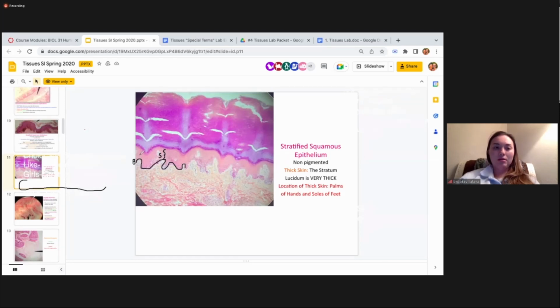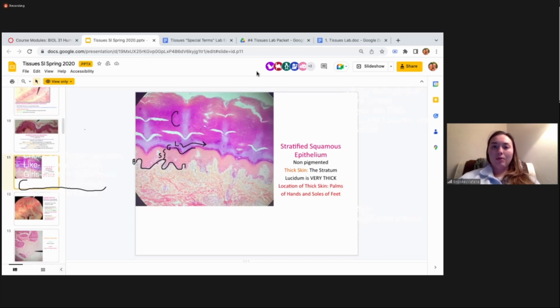Boys say, right? And I know my thing is white, but boys say, and then G or granulosum is this purple line. Now, this is a thick skin example. Lucidum is this light purple layer, lucidum. Corneum is all of this thick layer.